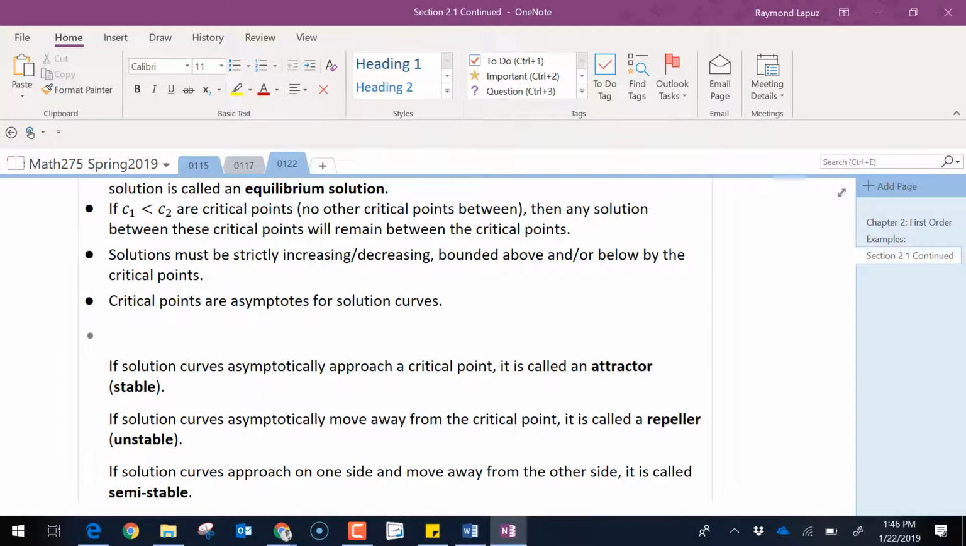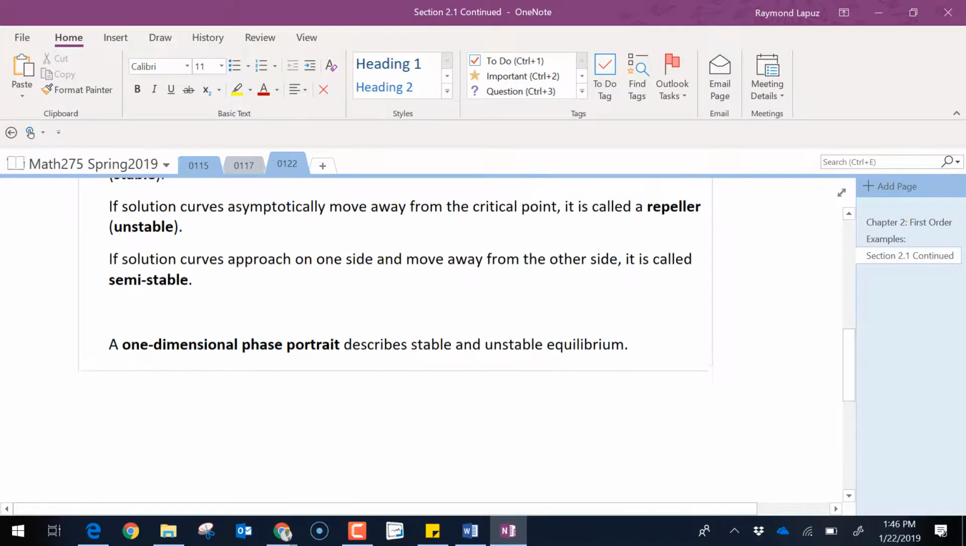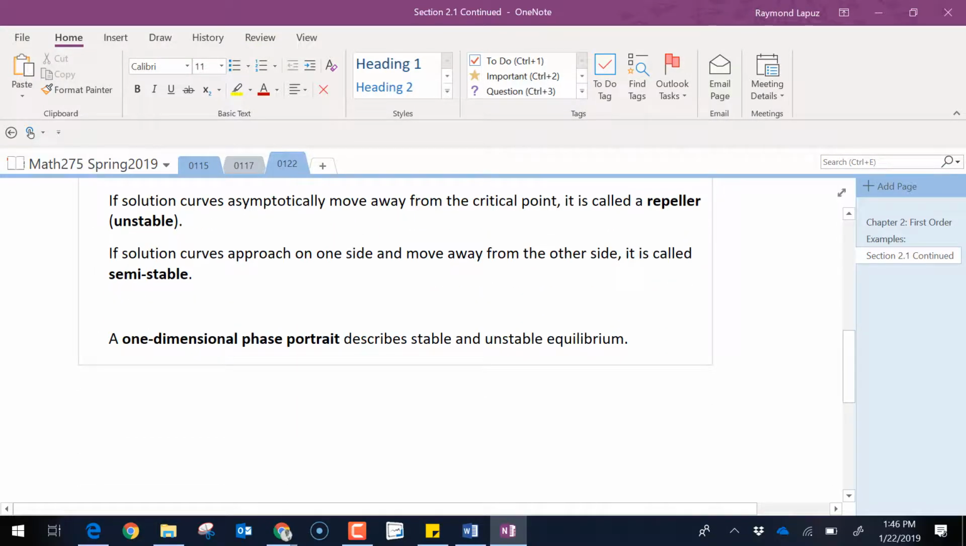So maybe all these terms feel a little abstract right now. Let's see if we can come up with an example. Let's do the simple example where we have y prime is equal to some constant, 3 times y.